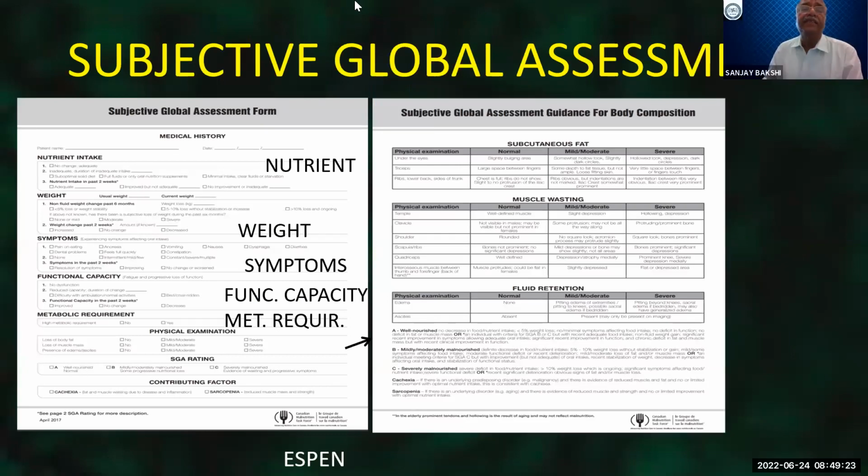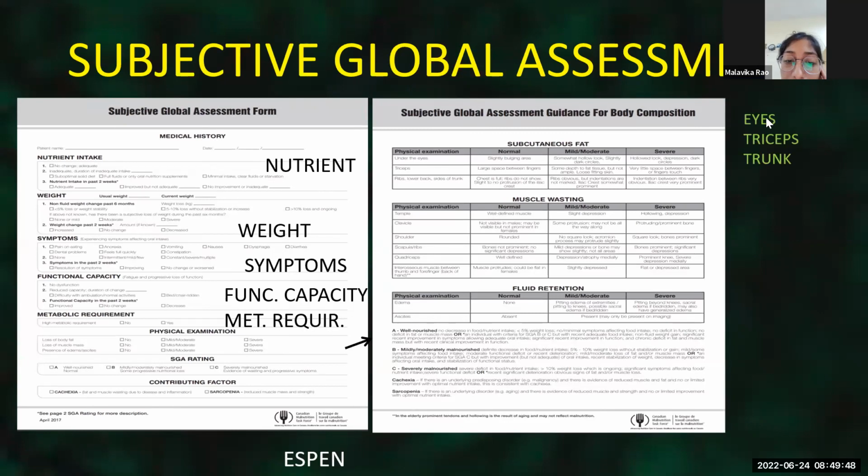So this is the subjective global assessment. Malavika, you notice on the medical history, you're quite right: nutrition, nutrient intake, weight, symptoms, functional capacity, and metabolic requirements. And you see, these are the assessments that you use where you have a seriously ill patient. According to the ESPEN guidelines, what you actually use are these.